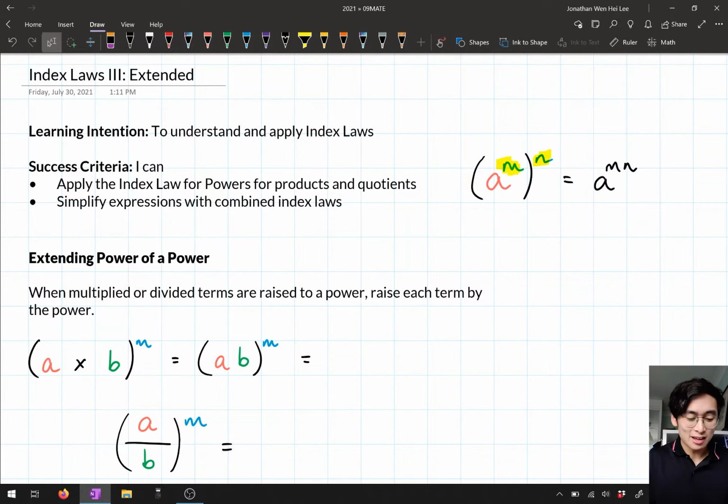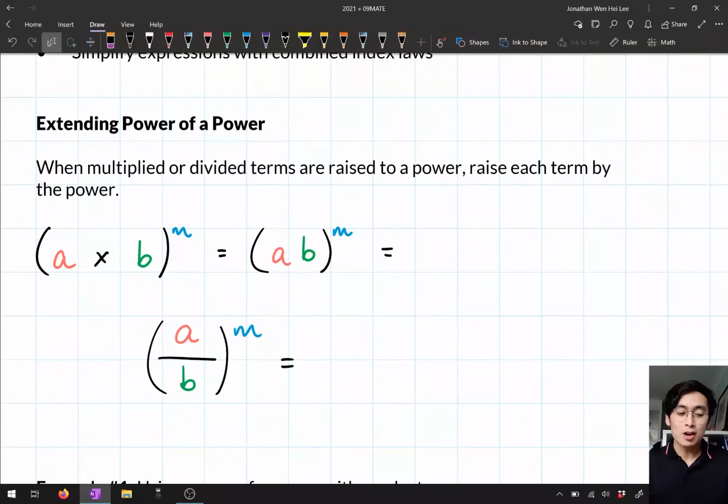What we're going to be doing today is looking at what happens if we use the power of a power rule with products and quotients. So what happens if we raise two things that are multiplying together to a power, and what happens if we're dividing two terms together to a power. So here, that's what we have. When multiplied or divided terms are raised to a power, raise each term by the power.